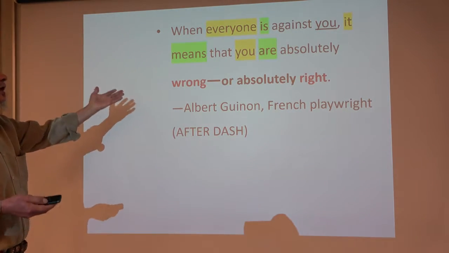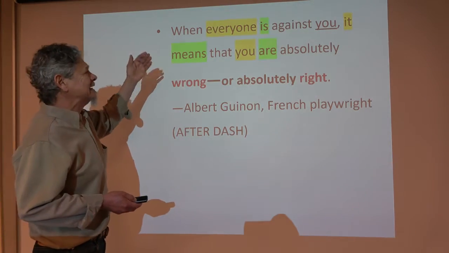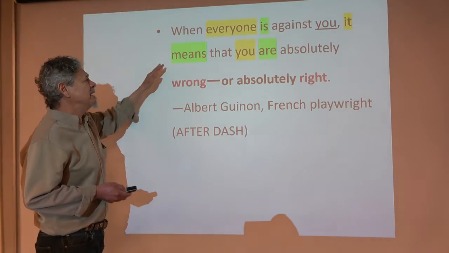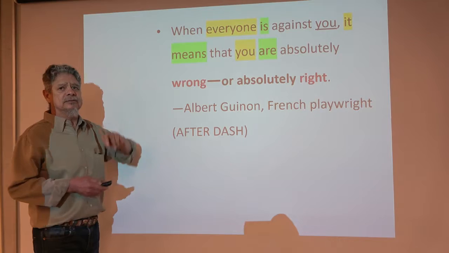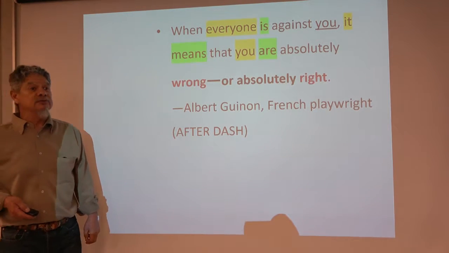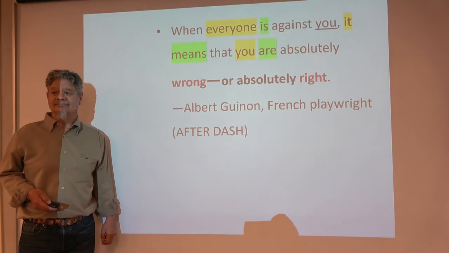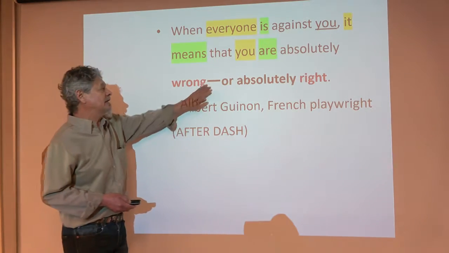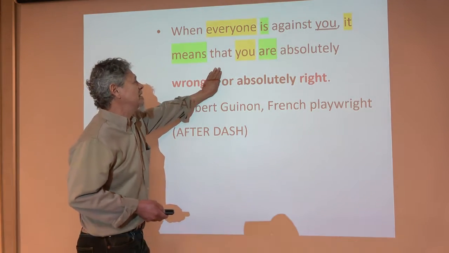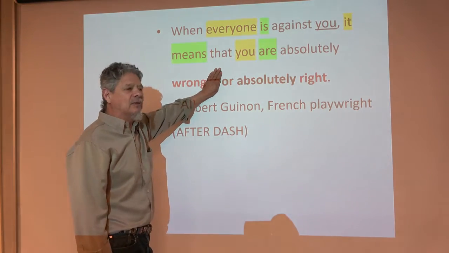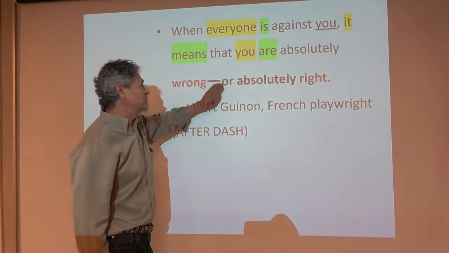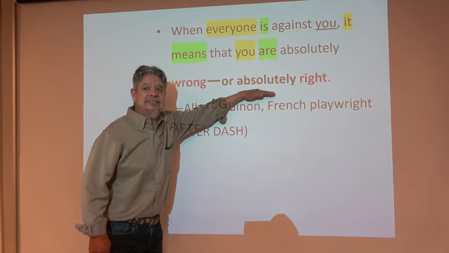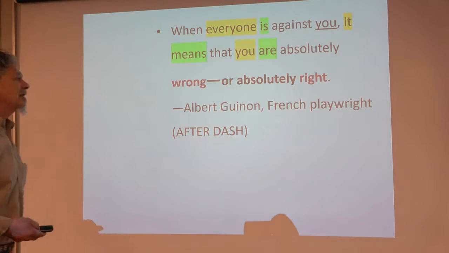This is a French playwright, Albert Guinon: "When everyone is against you, it means that you are absolutely right or absolutely wrong." Okay? So a dash here, you know, if we look it up, it means that you are absolutely right or absolutely wrong together, you know. So the dash highlights this, okay.